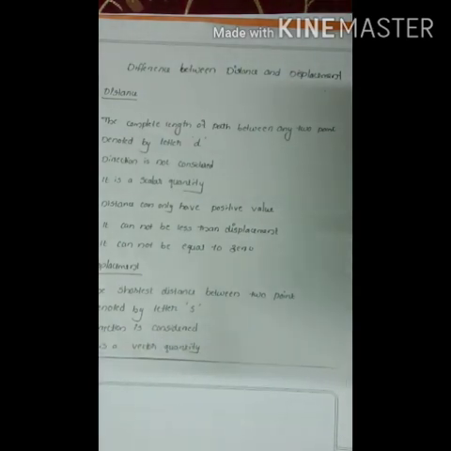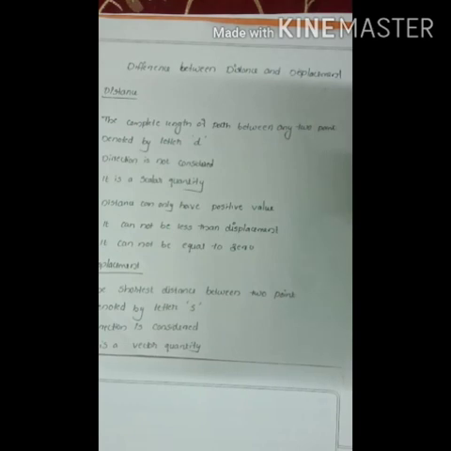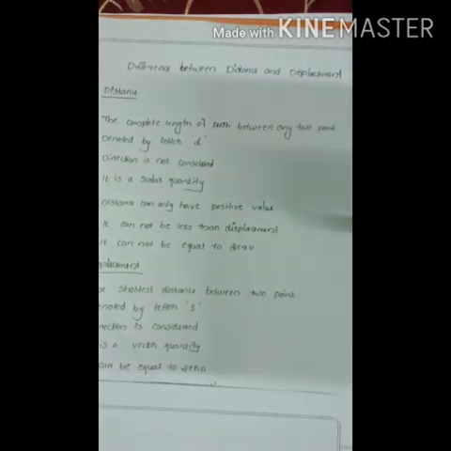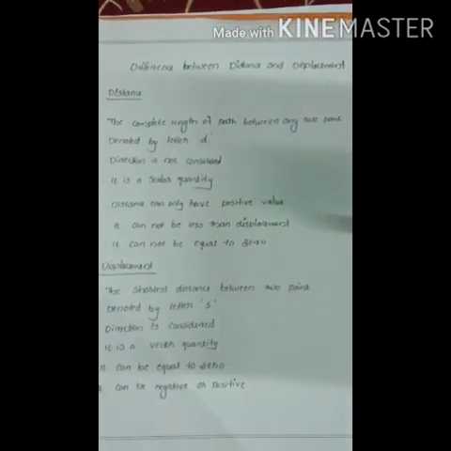Next, about displacement. Displacement means the shortest distance between 2 points, the shortest distance between initial and final point. Denoted by letter S. Direction is considered. It is a vector quantity. Vector quantity means it needs both magnitude and direction. It can be equal to 0. It can be negative or positive.